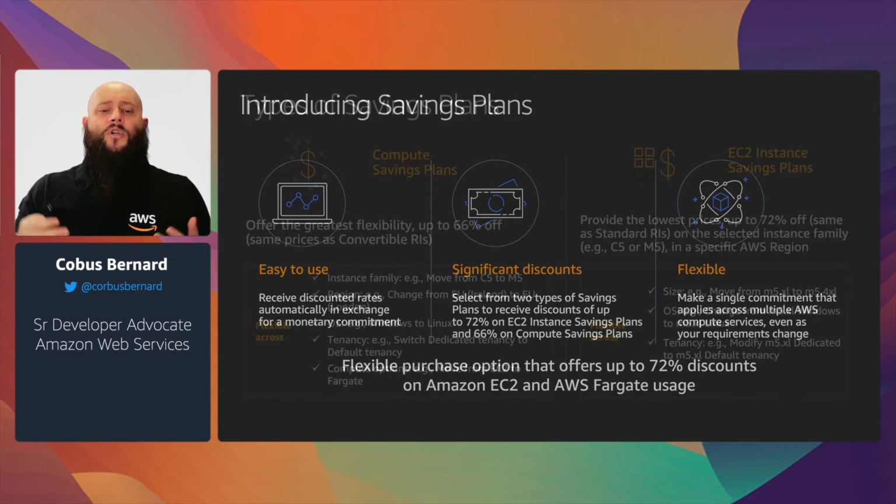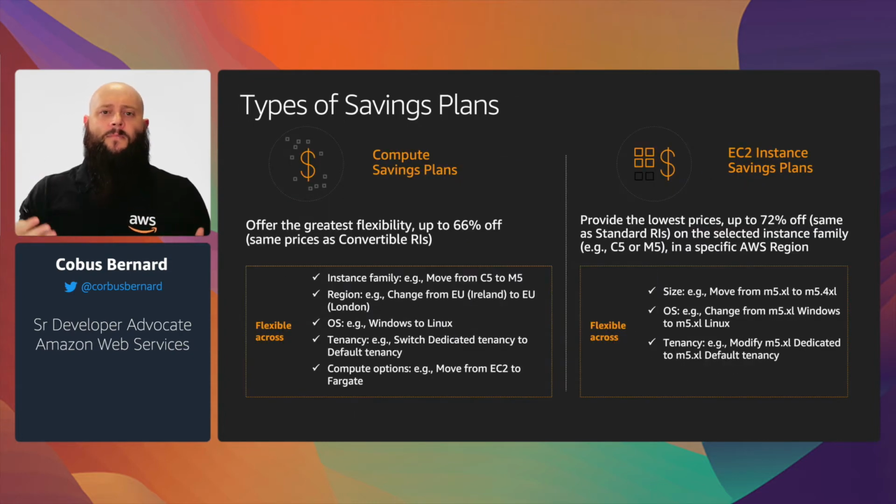So let's quickly differentiate between the two different types of savings plans that we are dealing with. The first one is the compute savings plan, and this is the generic compute. It applies to Amazon EC2, AWS Fargate, as well as AWS Lambda. So any one of those three or combinations of them, if they're incurring costs, will be covered by your savings plan. And with these savings plans, you can get up to 66% off.